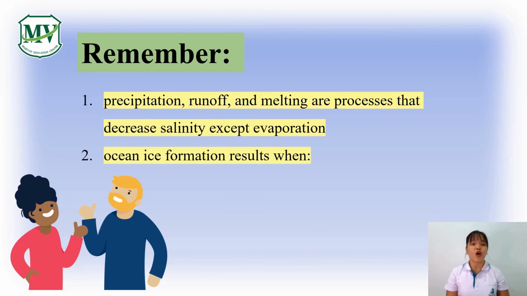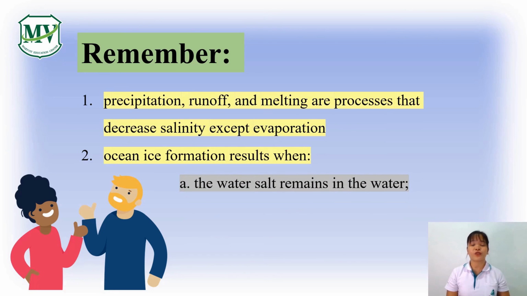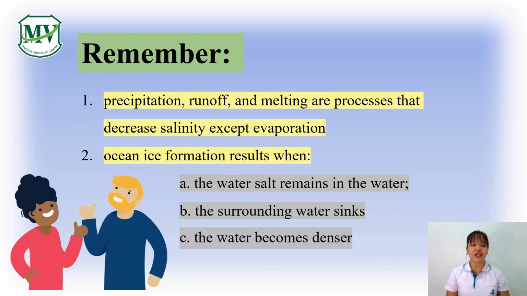Number 2, ocean ice formation results when? Letter A, the water salt remains in the water. Letter B, the surrounding water sinks. Letter C, the water becomes denser.